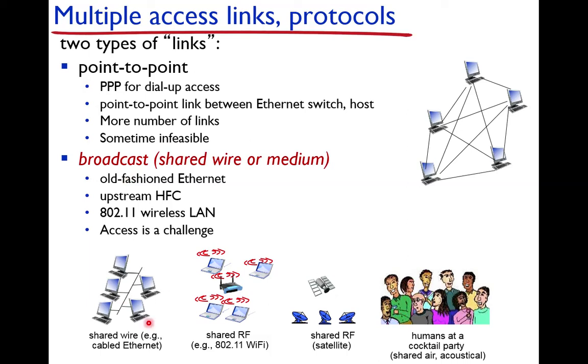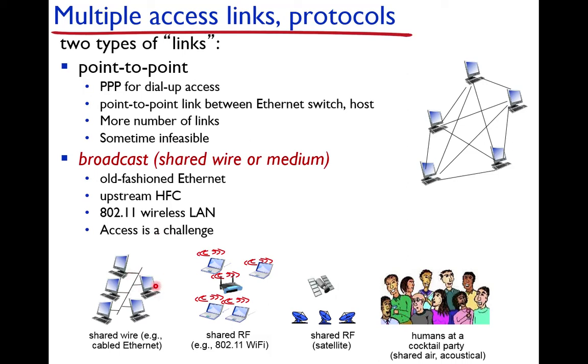For example, this is the wired Ethernet link, this is the wireless LAN, and this is the shared RF, radio frequency, in the satellite. As I have already discussed, the challenge in a shared medium network is how this link should be used by the nodes.